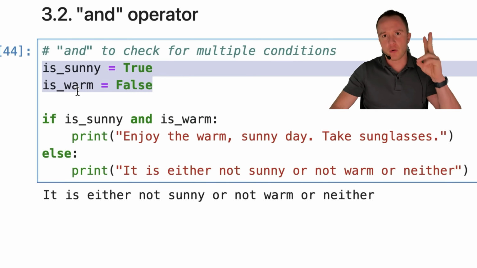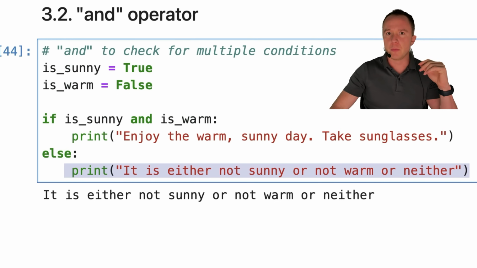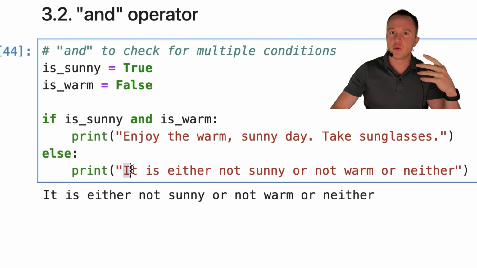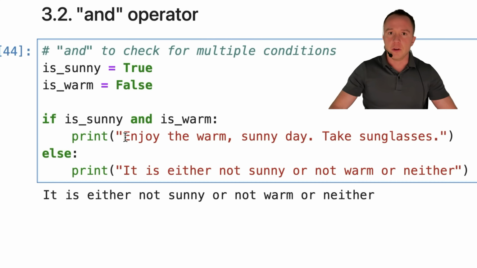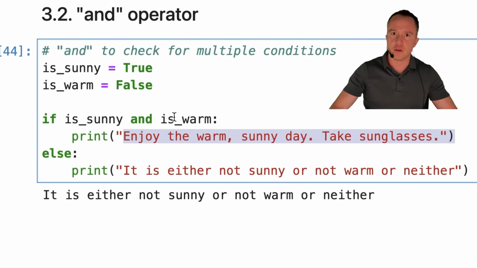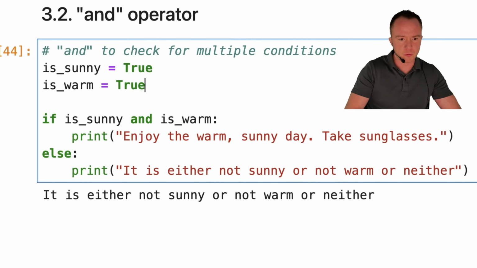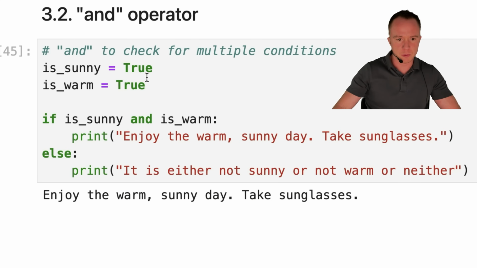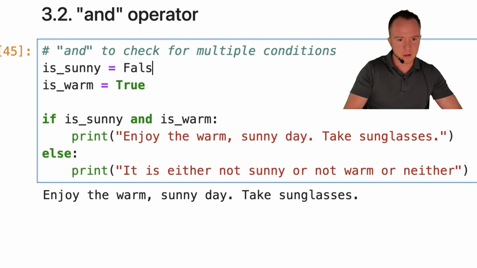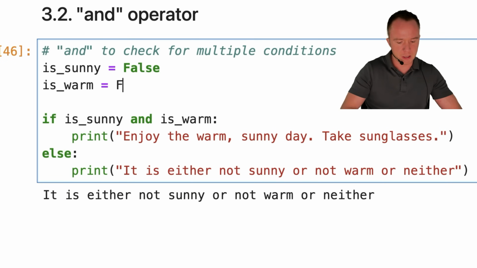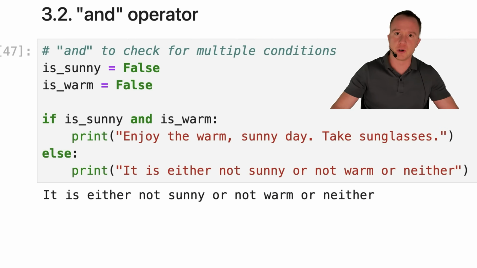Meaning, if one or both of them are not true, we automatically land in the else block. So down here we don't really know, is it now not sunny or not warm or neither? The only thing we know for sure is if we land up here, then both of them were true. Let's try that out. So if we set both to true, we enjoy the warm sunny day. However, if even one of them is false, we land in the else block. It doesn't matter which one.